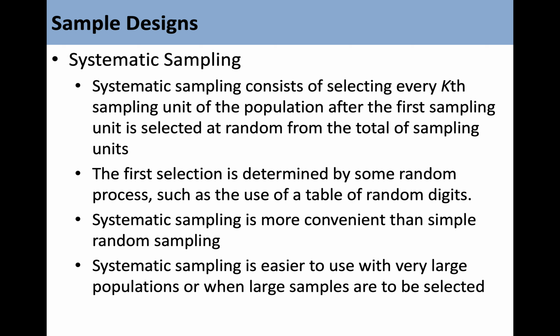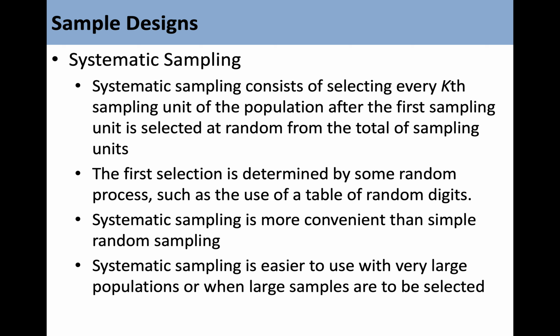Systematic sampling consists of selecting every kth sampling unit of the population after the first sampling unit is selected at random from the total of sampling units. The first selection is determined by some random process, such as the use of a table of random digits. Systematic sampling is more convenient than simple random sampling. Systematic sampling is easier to use with very large populations or when large samples are to be selected.